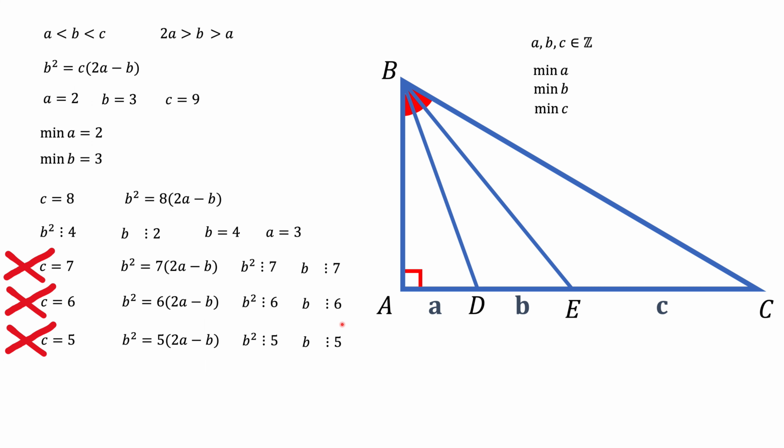And really the only case we need to check now is c equals 4. Notice that c is greater than b, which is greater than a. And also we know that the minimum value of a is 2, and the minimum value of b is 3. So if you want c to be 4, the only option we have is for a to be 2 and b equals 3. But previously we said when a equals 2 and b equals 3, c equals 9, not 4. So that case doesn't work as well.